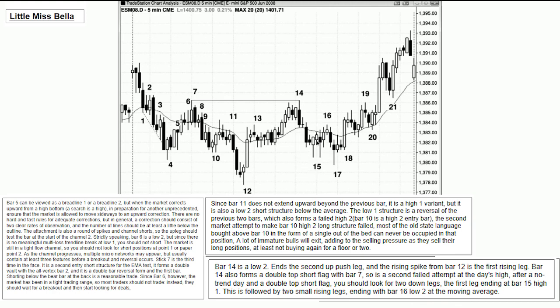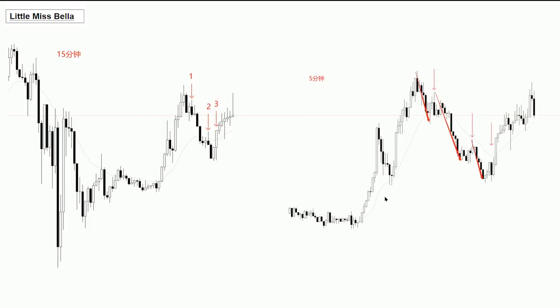If you look at the last K-line, low 2 of 16, this is also easy. If you start with this K-line, this is low 1, the first low break, and then K-line 16 is followed by the second low break at the first point, which is the second one, and this is also very easy.